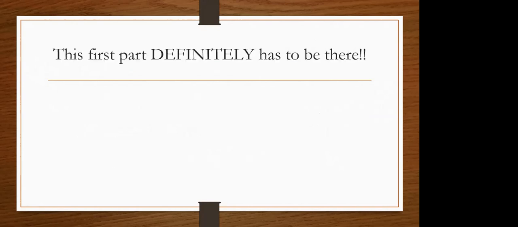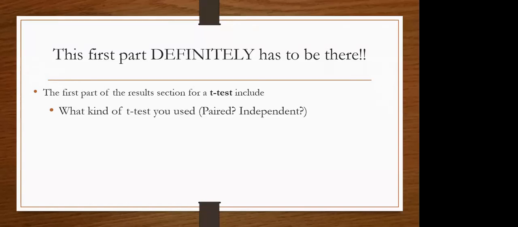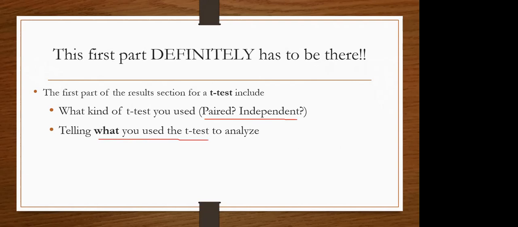Okay, so this is the first sentence for the results section. The first part of the results for a t-test is going to include something like this. Again, guys, this is not the only way you would do it, but it's a good way. For example, what kind of t-test did you use? Was it paired or independent? You're also going to tell what you used that t-test to analyze. Believe it or not, this can be done in one sentence, certainly not more than 2, and almost definitely 1.